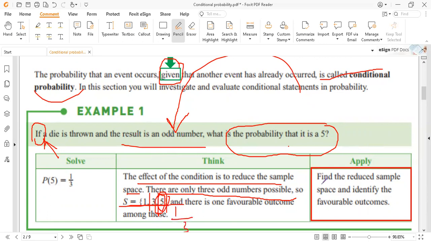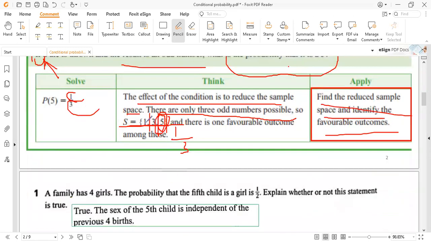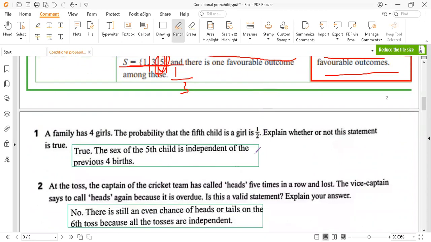So we should find the reduced sample space and identify the favorable outcome, because we know that the probability is equal to the favorable outcomes over the number of possible outcomes. We have 3 possible outcomes. We have one favorable outcome because 5 occurs once among 1, 3, and 5.